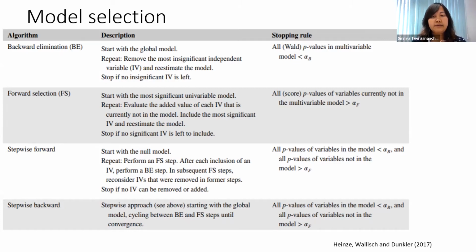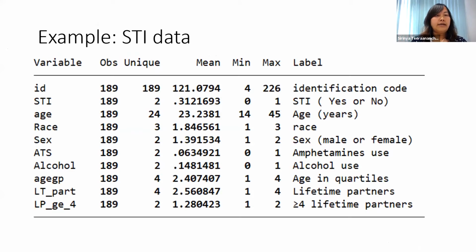I would like to share some tips with our complicated model selection method in an example. And this is the data. This is the data set about sexually transmitted infection data. This is a cross-sectional study. So there are 189 patients included in the study, and it is just an example. And so there are 6 predictors and 1 outcome. The outcome is STI.